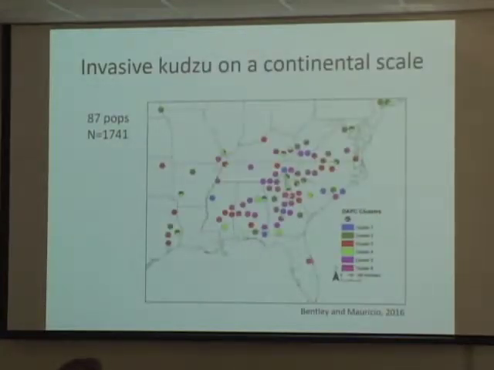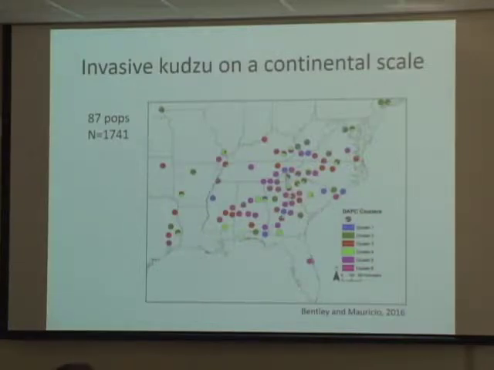Karen Bentley, a previous graduate student in the Mauricio lab, studied the genetic structure of kudzu across its invasive range in the United States. She genotyped 20 samples from 87 populations. And here I'm showing a pie chart at each of the sampling sites. The pie chart is showing the percent membership to each of 6 clusters that were distinguished by discriminant analysis of principal components. What she found is that there is high diversity across this entire range, but there's no geographic pattern to the diversity. So we see all the colors everywhere across the entire range.